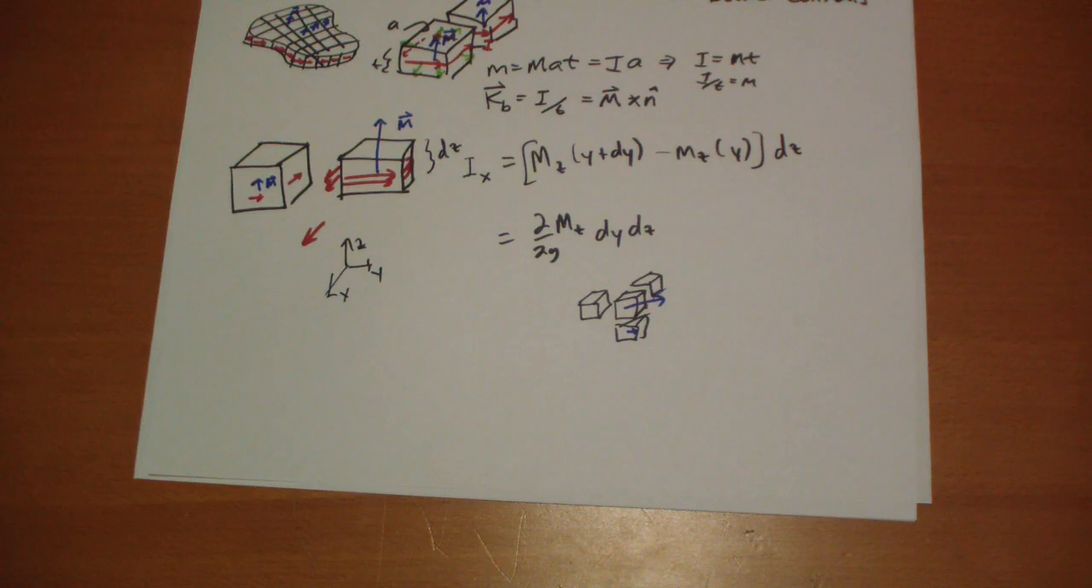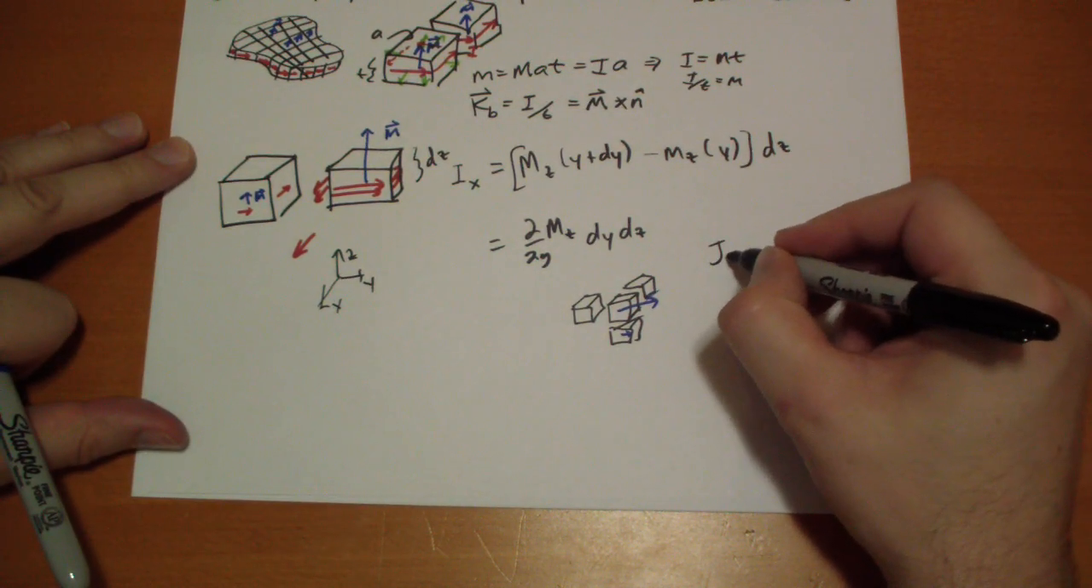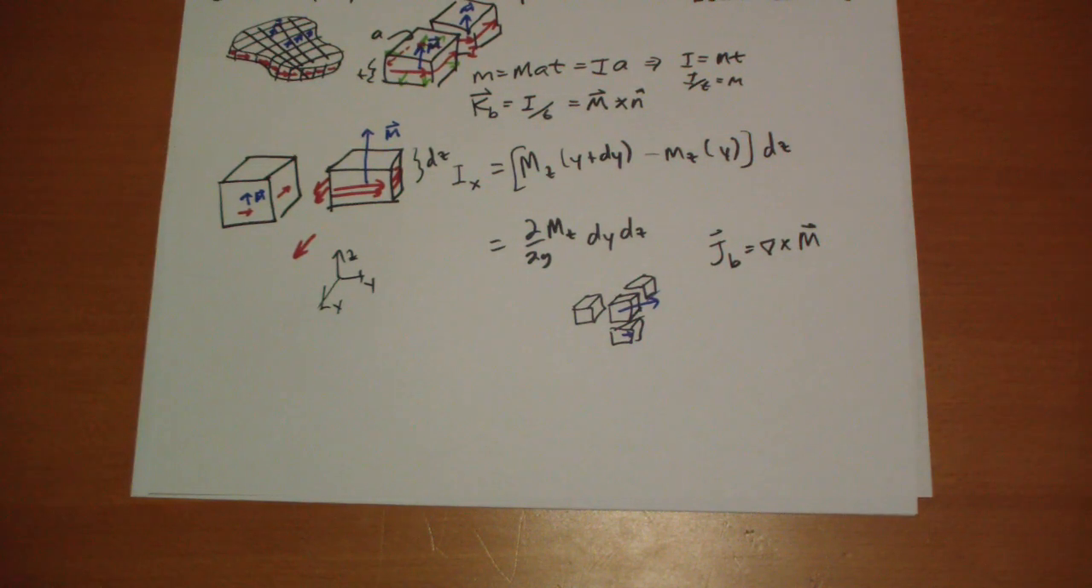Basically, you end up with the curl. You know, you walk through this and you basically get a neat geometrical interpretation of what the curl means. So you see that your bound internal current is just the curl of the magnetization. Okay.